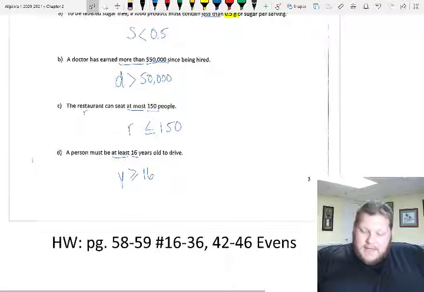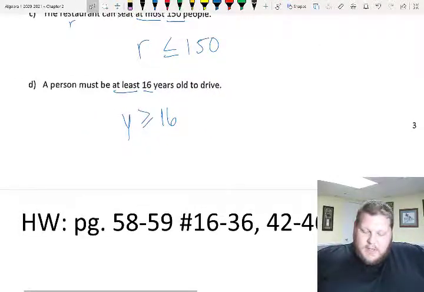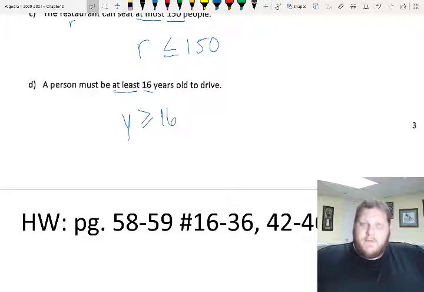That's all I got for you today. Homework is down here at the bottom. It's page 58 and 59, 16 through 36, and 42 through 46 evens. So that's basically all the evens from 16 to 46, but skipping number 38 and number 40. But it's all, again, just evens for all of those.